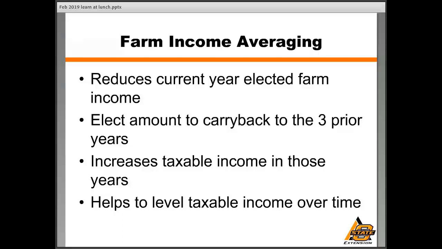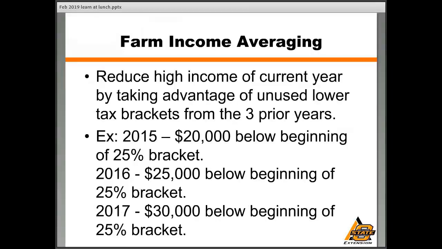Another tool that gives us some opportunities that we don't really think too much about is farm income averaging. It does reduce current year elected farm income. We elect an amount to carry back to 3 prior years. We look at increasing the taxable income in those years that we carry it back to. So in prior years we had low income, low tax brackets. And what it essentially does is help level taxable income over time.